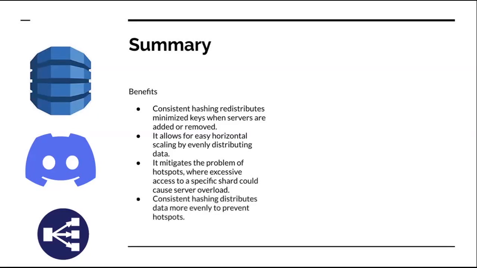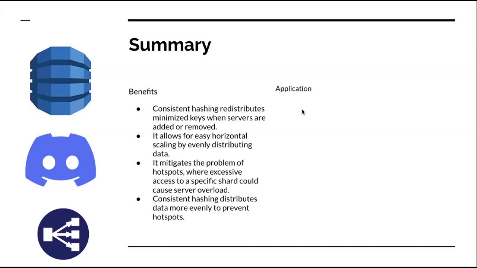The last benefit is that consistent hashing distributes the data more evenly to prevent hotspots. We saw that since we are creating a ring and evenly distributing the data across different servers, also implementing virtual nodes, we are able to evenly distribute our data and avoid the scenario of causing any hotspot.